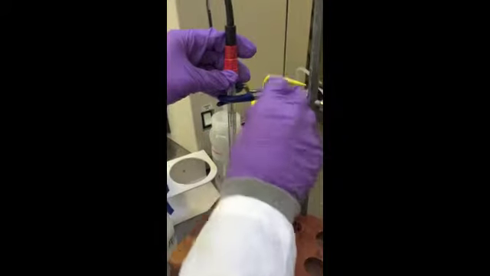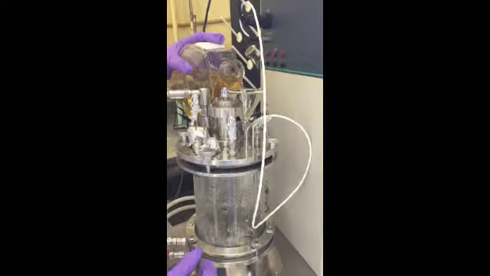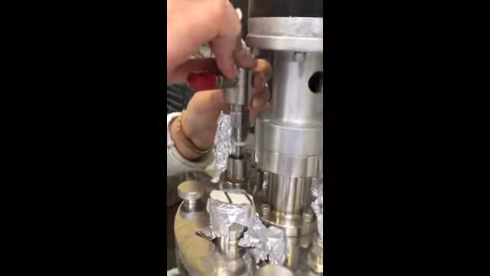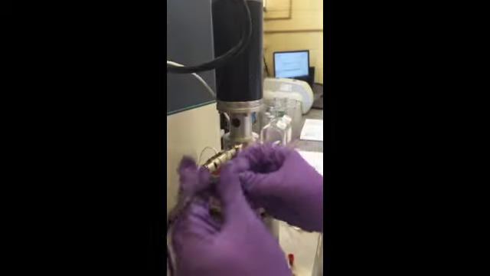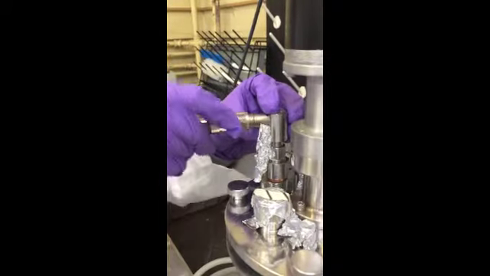The pH probe was then calibrated. 2 liters of LB media was poured into the bioreactor. The pH probe and DO probe were then inserted and the DO probe was calibrated. Both probes were then connected to the bioreactor.